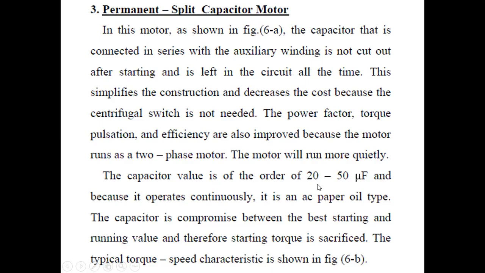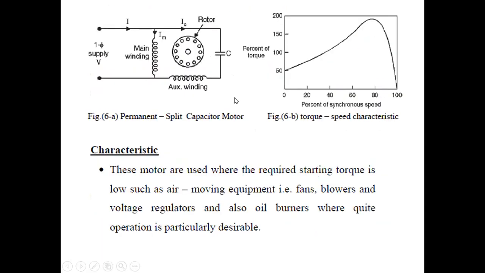The capacitor value is of the order of 20 to 50 microfarads because it operates continuously, and it is an AC paper oil type. The capacitor is a compromise between best starting and best running. Therefore, the starting torque for this type of motor is sacrificed. So we have a lower starting torque. If you recall, the static torque as a percentage when we removed the capacitor was almost 300, but this one now is at 50. The motors are used where the required static torque is lower, such as air moving equipment, fans, blowers, and so on.